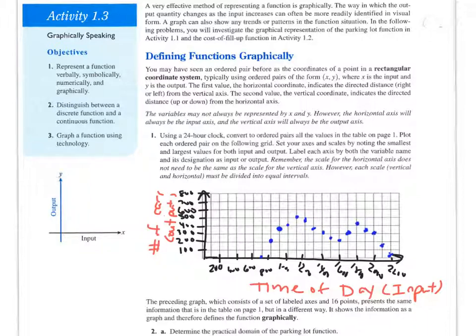In the last activity, you looked more at these functions as a table of values, and a little bit symbolically. So this is going to look at these graphically. You've graphed ordered pairs in 095 or previous math classes, so a lot of this will be review. We are also going to talk about discrete versus continuous functions.